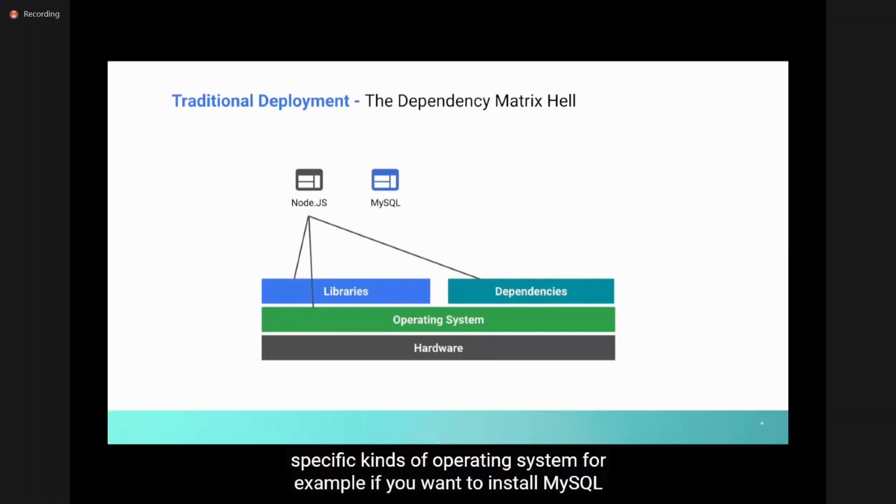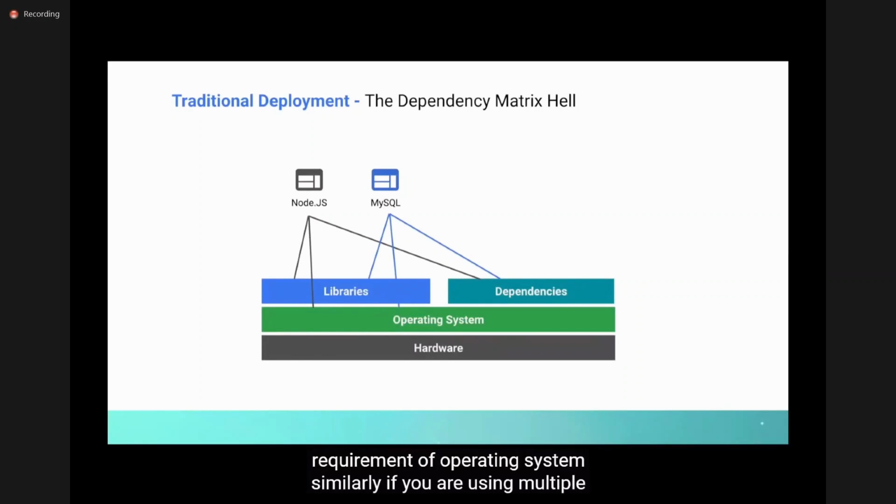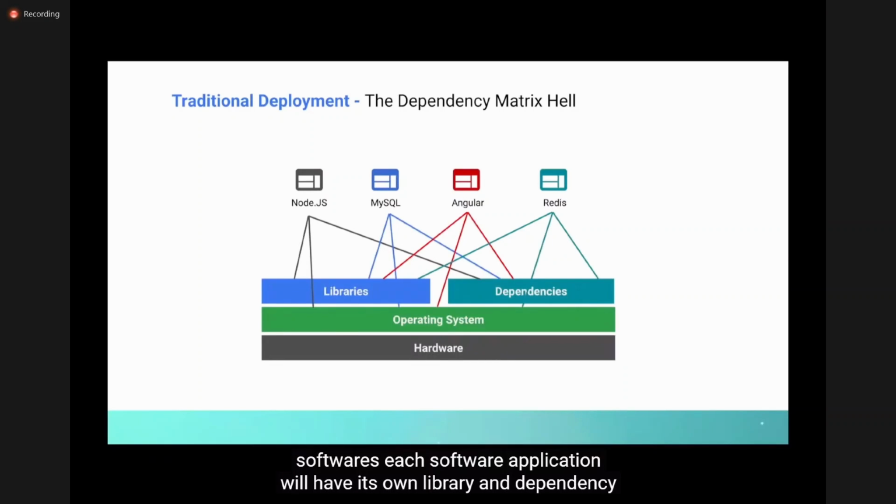For example, if you want to install MySQL, then it needs also some kind of libraries and dependencies and specific requirement of operating system. Similarly, if you are using multiple softwares, each software or application will have its own library and dependency. Sometimes what will happen is there might be a conflict. Some applications need some libraries specific to some versions. Some other application needs a different version of the same library. How do you solve this problem? What you will end up with is a dependency matrix hell where you are unable to easily upgrade.